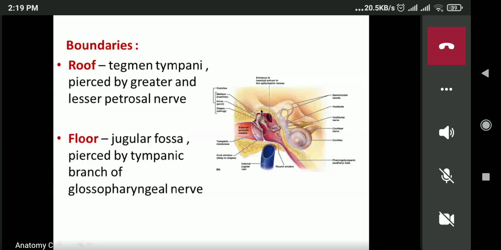Now this is the floor. In the floor of the middle ear cavity you will find the jugular fossa, which lodges the internal jugular vein. This part of the floor is pierced by the tympanic branch of the glossopharyngeal nerve. So in the roof you find nerves, and in the floor you also find a nerve, the tympanic branch of the glossopharyngeal nerve.